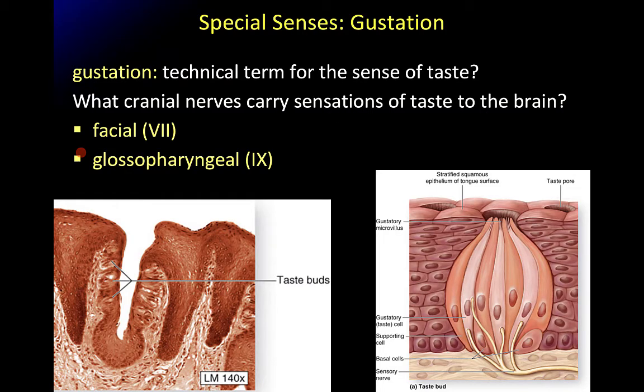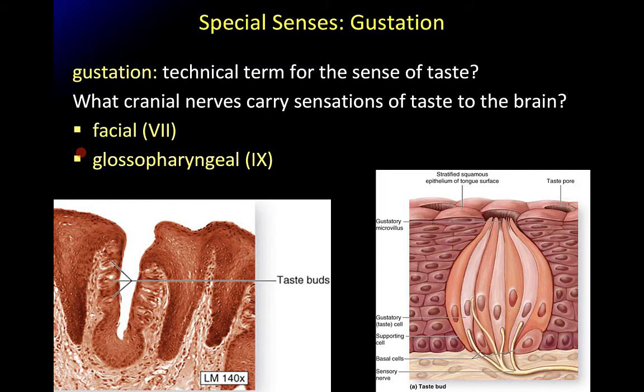All right, we're going to go ahead and now jump into special senses. Special senses, of course, are some of the somatic senses, things that we are conscious of. And these special senses can be broken down into taste, smell, vision, and hearing. We're not going to spend a lot of time on taste and smell. We're going to be focusing mostly on vision and hearing.